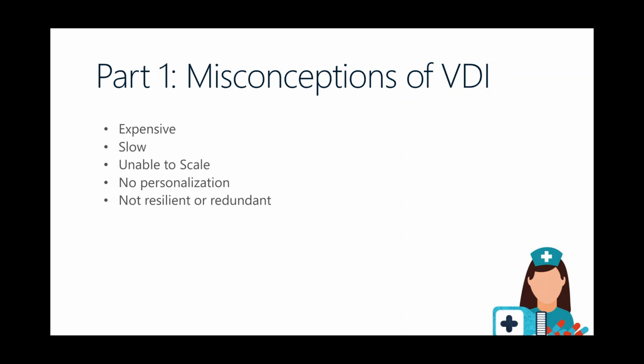What we saw back then, and actually we still see a little bit today, is that people would get to about a 50-user pilot and then hit a wall because they didn't have the right architecture behind it to scale, and it was slow. Users didn't want it. All their applications didn't perform correctly. They didn't have personalization. All the desktops were the same. And it wasn't resilient or redundant.